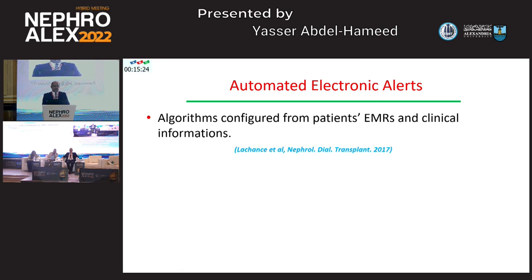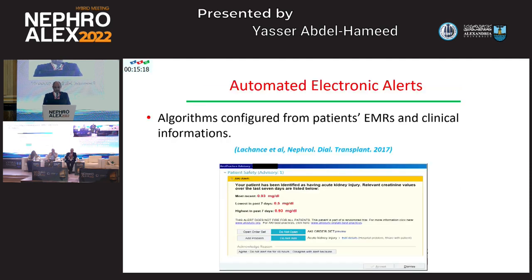As a clinical application of clinical informatics, there is the use of electronic alerts using algorithms configured from patients' electronic medical records and clinical information. These are translated into a pop-up alert in the file of the patient. When you open the file of the patient, if this equation is calculated and the patient is calculated to be at risk, this pop-up appears when you open the file, and the alert can be sent through mobiles to the physician in charge of the patient: your patient is at risk of acute kidney injury, electronic alerts.